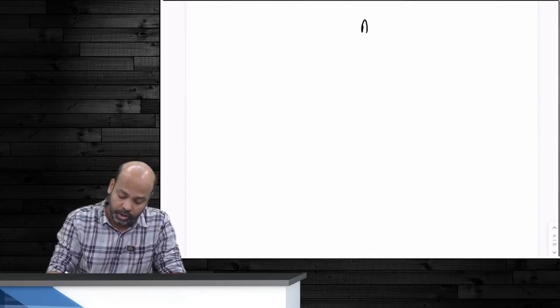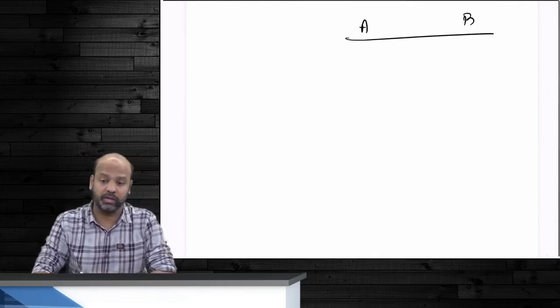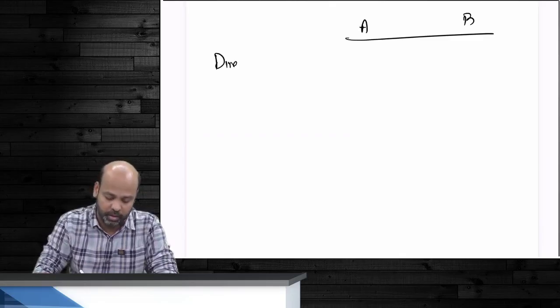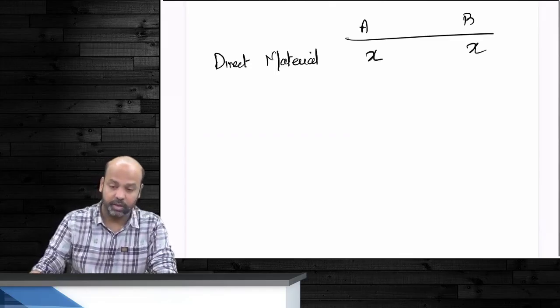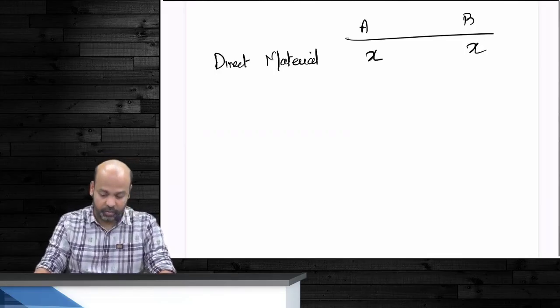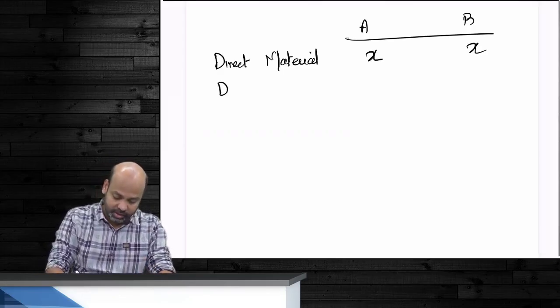So there are two workers, guys. These are not two different products. These are two workers manufacturing the same product. Pay attention to the studies. We do not know the amount of direct material cost. I am assuming this to be X. If it is X for A, it is X for B also. X rupees.